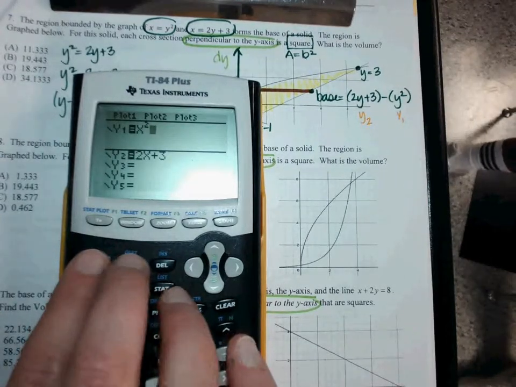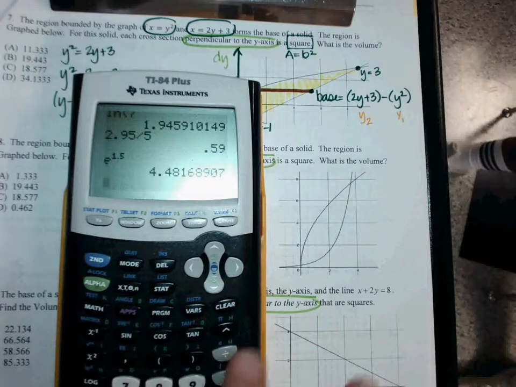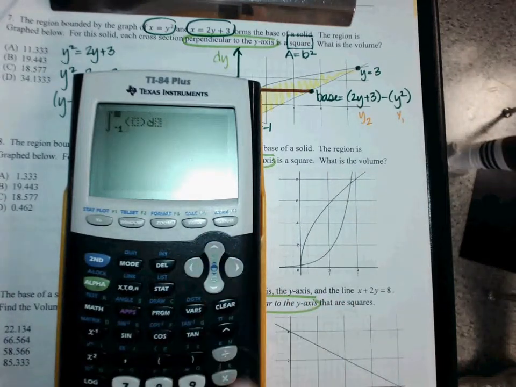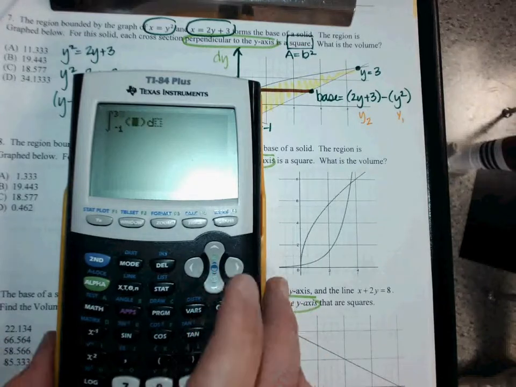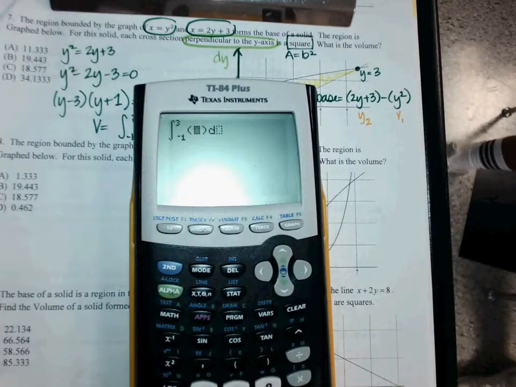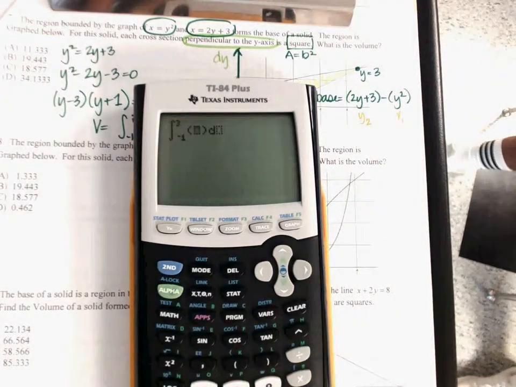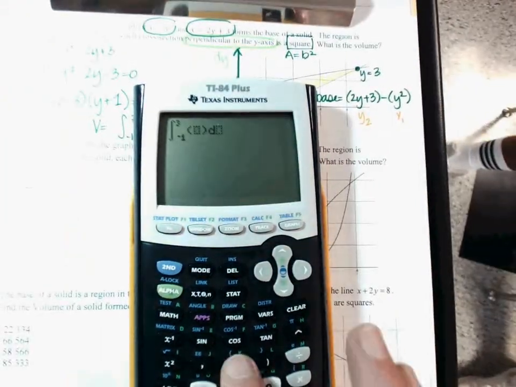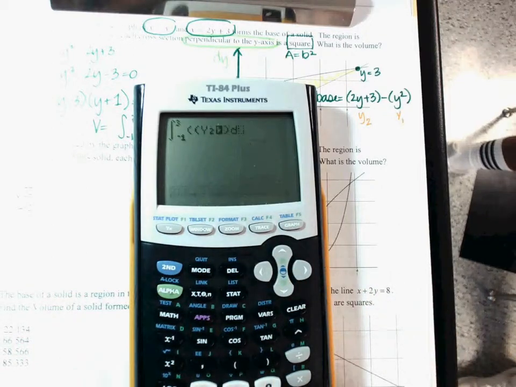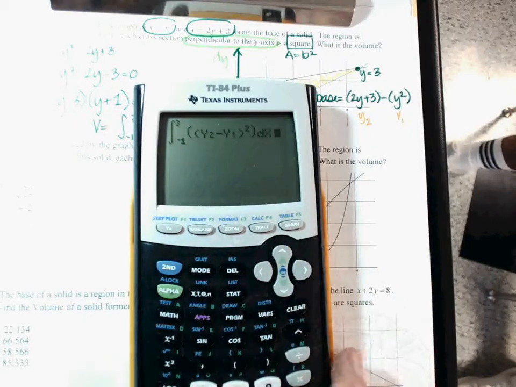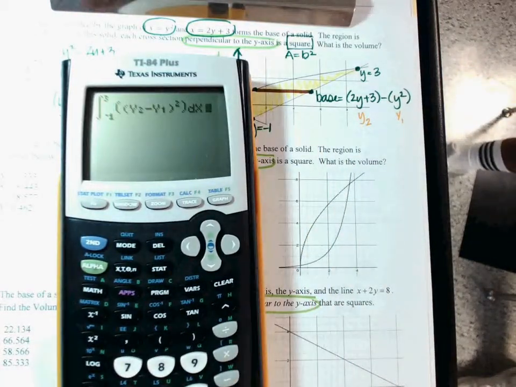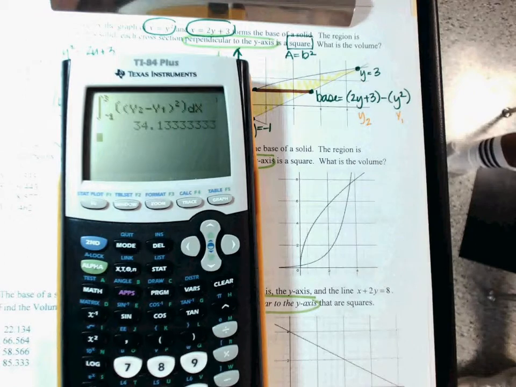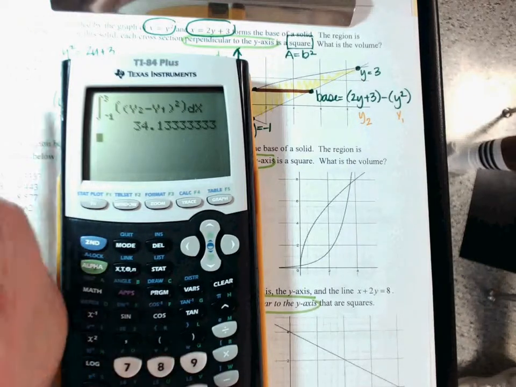So I'm going to hit second quit. I already have my equations typed in. Okay, then I'm going to hit math 9, negative 1 to 3. Then I'm going to open a parentheses in here. Why is my light on? What? There we go. Okay, and then I'm going to do parentheses y2 minus y1 close squared dx. Just like that. So it's y2 minus y1. It was a square, so then it's squared. Boom. 34.1333, answer choice D.